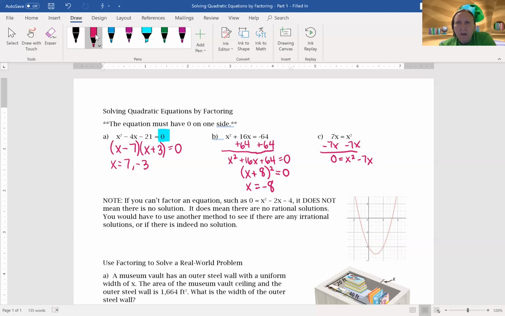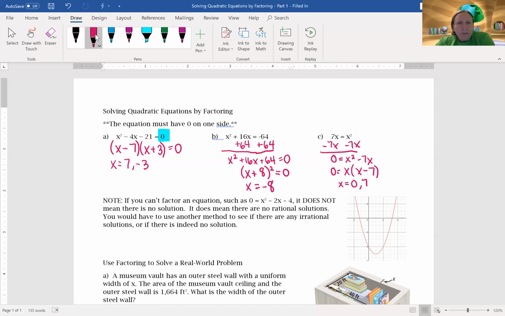If you have a choice of where to move things, I tend to move things where the x squared is already there so that we keep that leading coefficient positive. Now I check for a GCF, and there is one. So I have an x I can pull out, which would leave me with x minus 7. Now it's in factored form, and I know that x equals 0 or x equals 7.